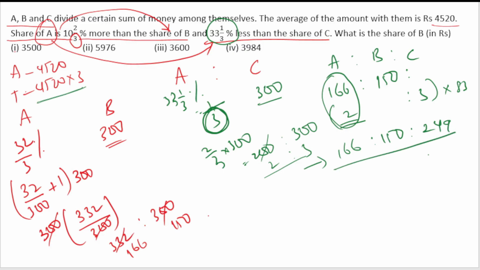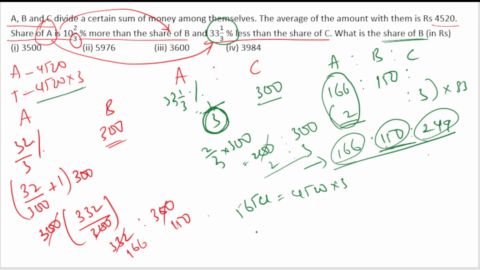What is the total of A, B and C? It is 4520 into 3. If you add all these units, we will get 565. 565 units is equal to 4520 into 3. And we have to find share of B. We have to find 150 units. So here 150 units is equal to 4520 into 3 divided by 565 into 150.